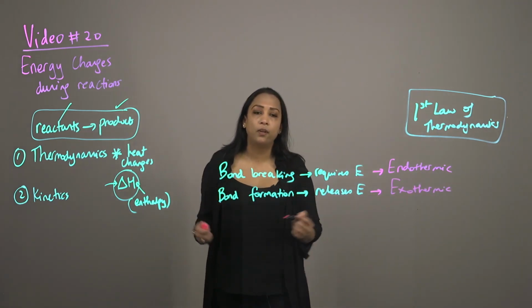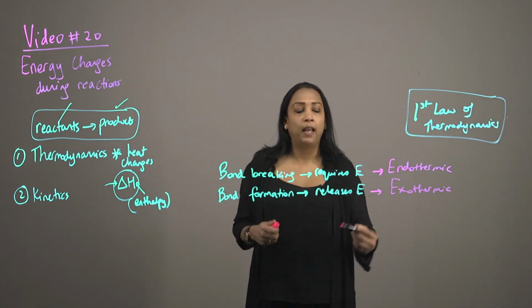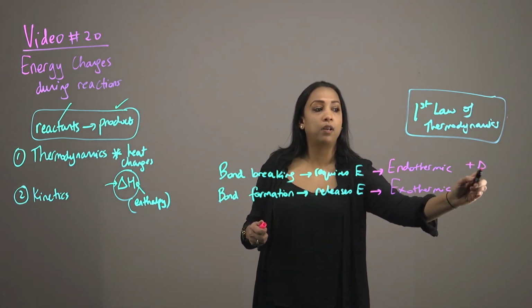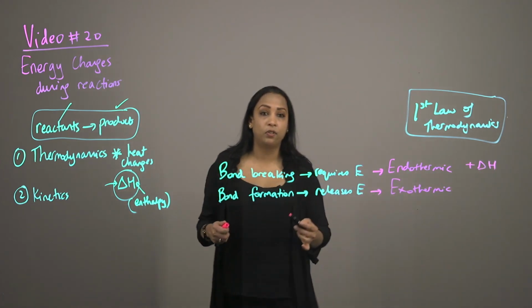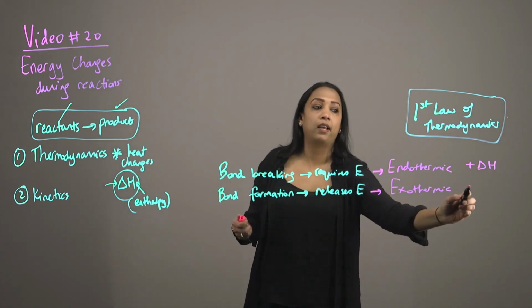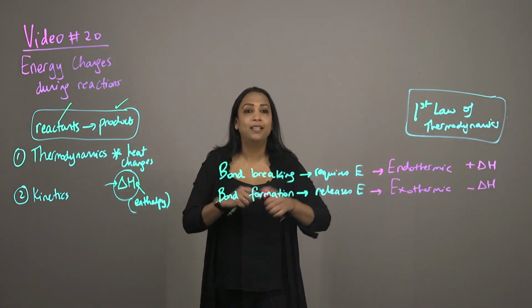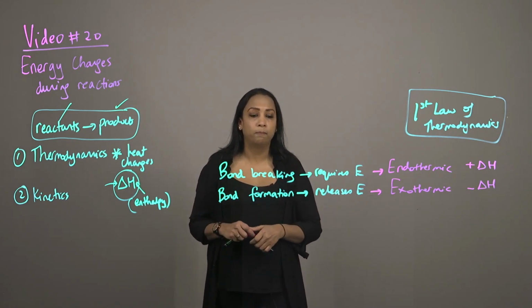So if I have an endothermic reaction, that means that I am requiring energy. An endothermic reaction has a positive delta H, or a positive change in enthalpy. An exothermic reaction has a negative delta H. This means that we are releasing heat to the environment.